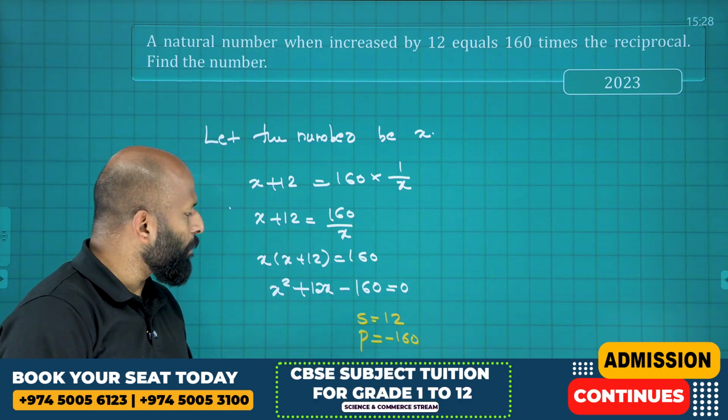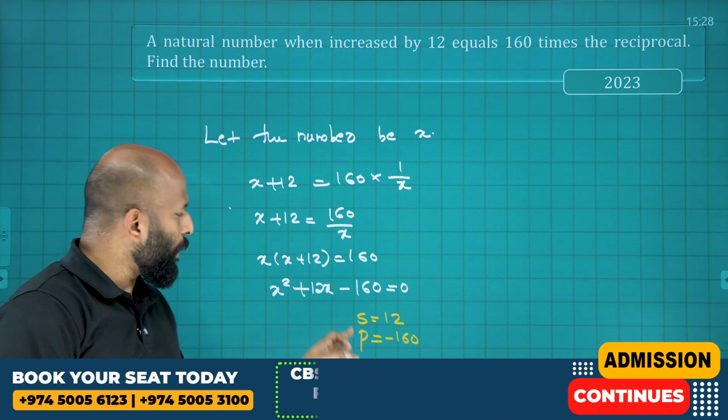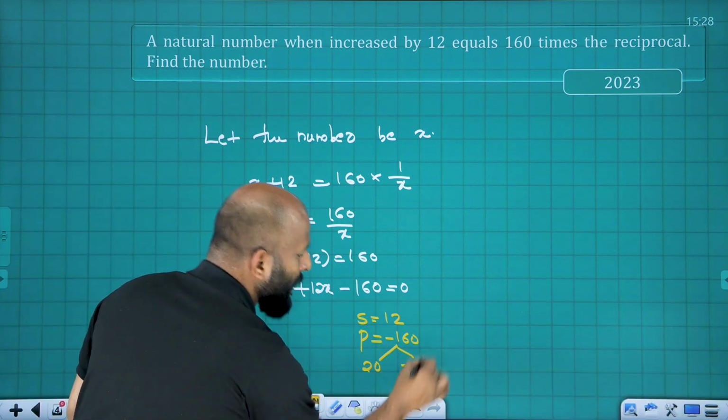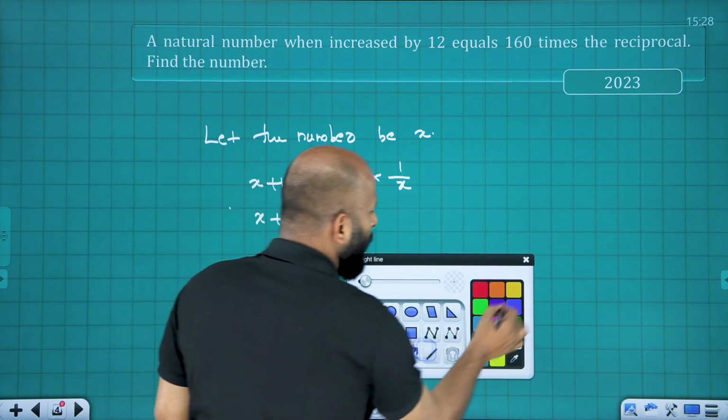So here, what are the numbers? Sum is positive 12, product is minus 160. Our numbers are positive 20 and negative 8.